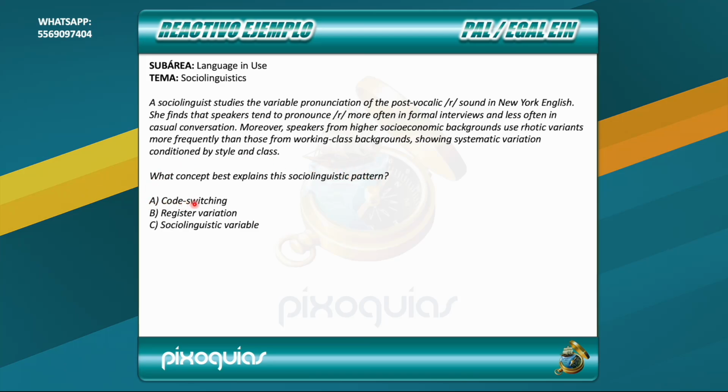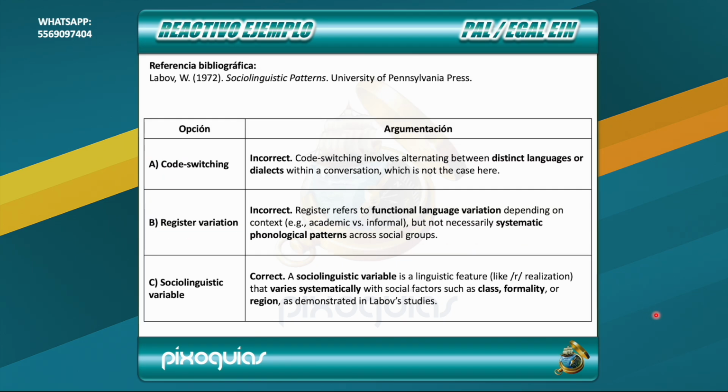A. Code switching. B. Register variation. Or C. Sociolinguistic variable. The correct answer is C. Sociolinguistic variable. Why? Because a sociolinguistic variable is a linguistic feature like R realization that varies systematically with social factors such as class, formality, or region, as demonstrated in Labov's studies.